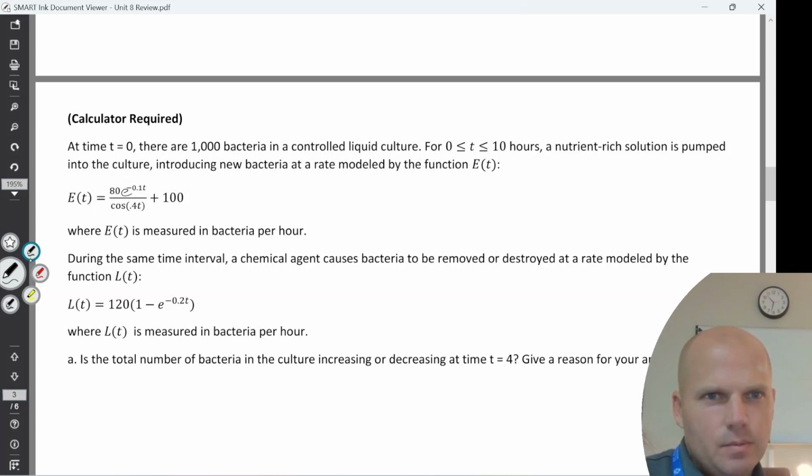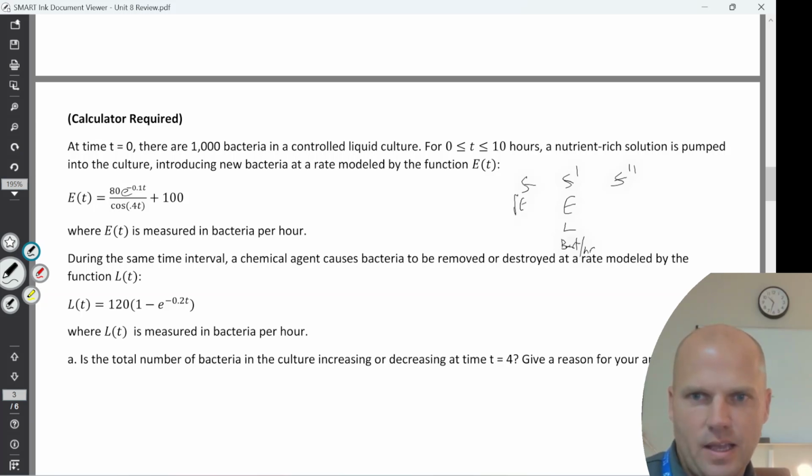We got bacteria. A nutrient-rich solution is pumped into the culture, introducing new bacteria at a rate modeled by this. During the same time, a chemical agent causes bacteria to be removed or destroyed at a rate modeled by this. So we have bacteria being added and killed. F prime, F double prime. Bacteria per hour. Bacteria per hour.